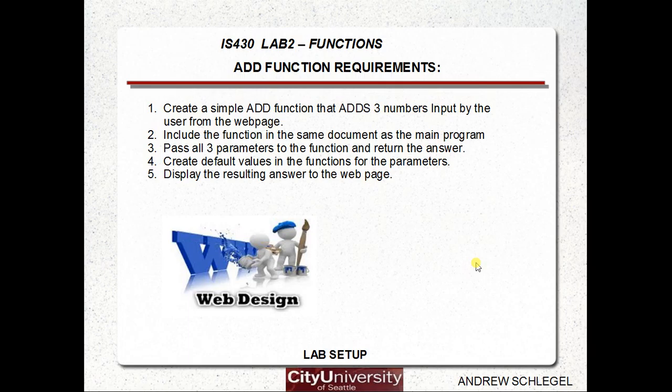For the add function, create a simple add function that adds 3 numbers input by the user from the web page. Okay, so I want to see you do as many different things as he did in the video. So you want to include this function in the same document with your main program. Then pass all 3 parameters to the function and return the answer. Now also create default values in the function for the parameters. Okay, so he did that in the video. So go ahead and do that. Tell me what your default parameter is, and I'll test it and make sure it works properly. Okay?